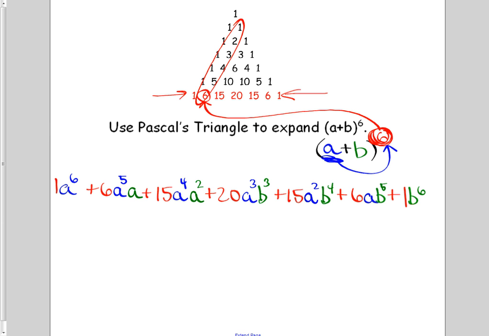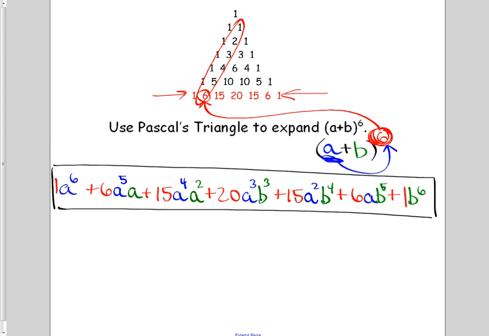And this is what you would get if you filled out a plus b times a plus b times a plus b times a plus b until you did it 6 times. This is your result. And so it's a huge shortcut. If you imagine the amount of time and paper it would take to FOIL that out so many times, we can just jump right in here to the answer.